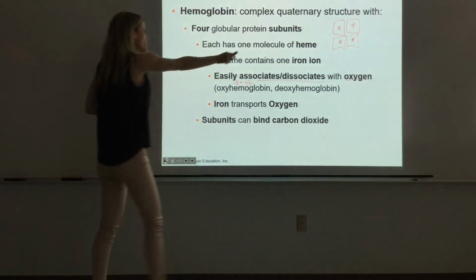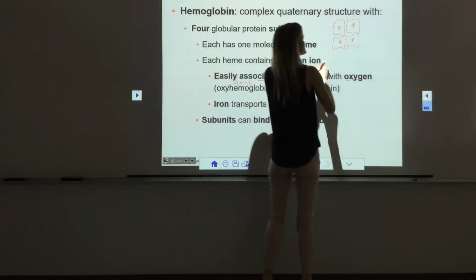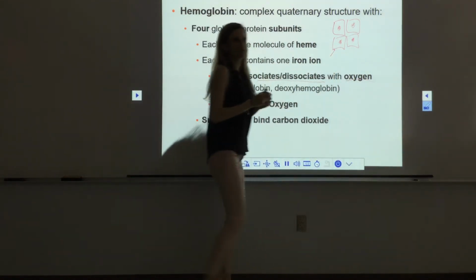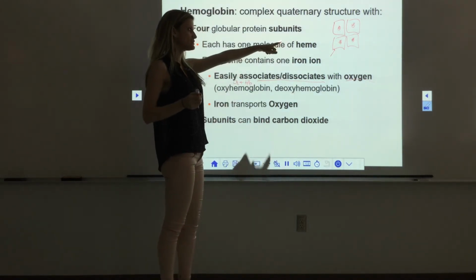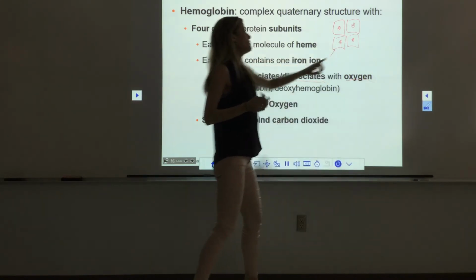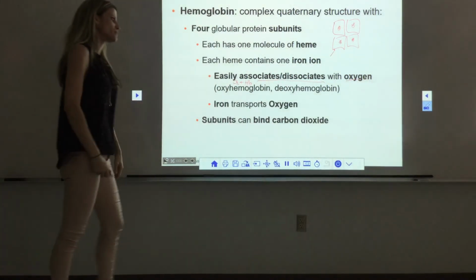Okay? When we look at carbon dioxide, it's actually binding to the protein subunits. It's at a completely different site. It's not binding to the iron in the center of the heme. It's binding into a little pocket that's present in the protein subunits.